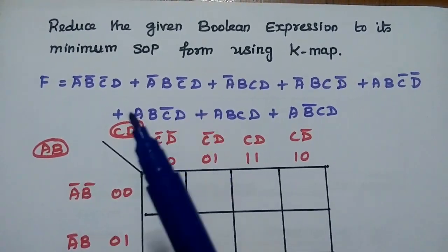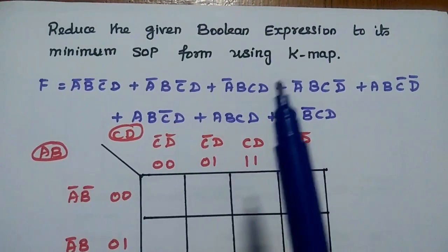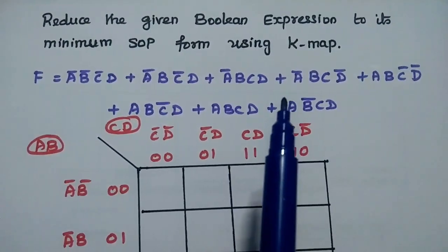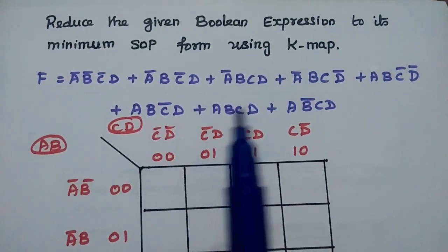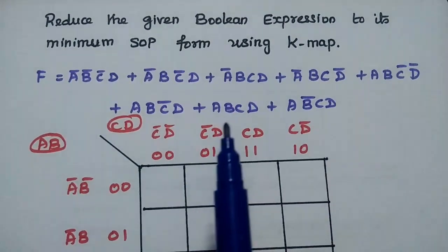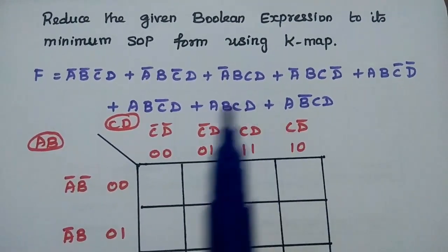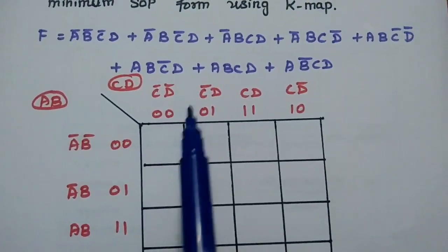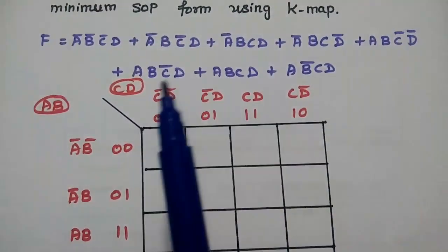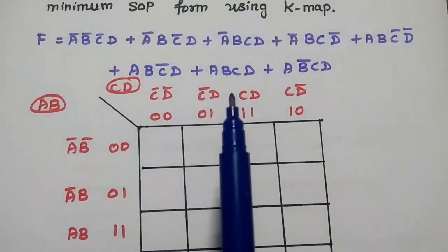The next problem is to reduce the given Boolean expression to its minimum SOP form using K Map. So here the given is sum of product term, that is minterms. This is the given Boolean expression, which is very lengthy and complex. We are going to simplify this Boolean expression using K Map. So in this expression, 4 variables are used, A, B, C and D.